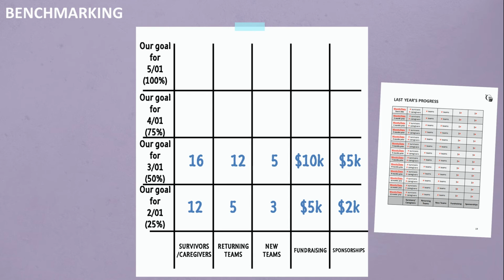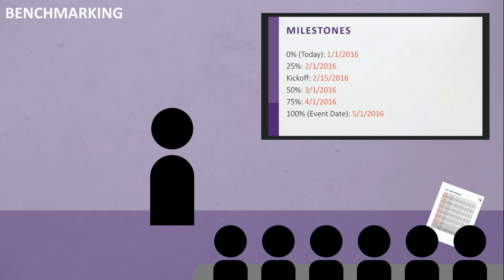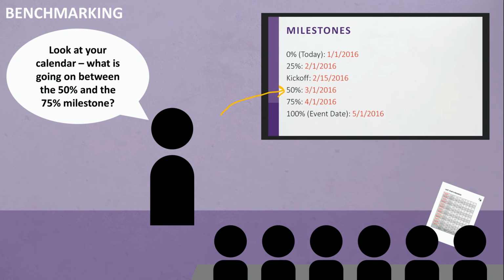In fact, they'll usually be higher. Ask, how do we reach this milestone? Have the group create an action plan for steps they will take to reach this goal as well. Now move on to the 75% milestone.